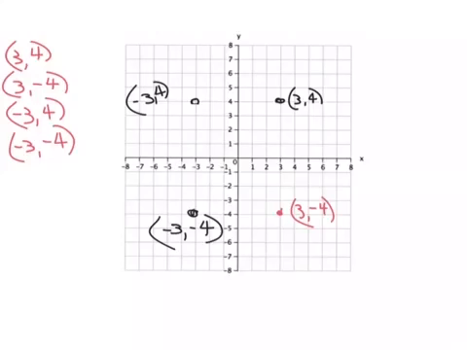And what else does it say here? Identify which quadrant each point lies in. So this is quadrant 1, quadrant 2, quadrant 3. And these are all Roman numerals. Quadrant 4.